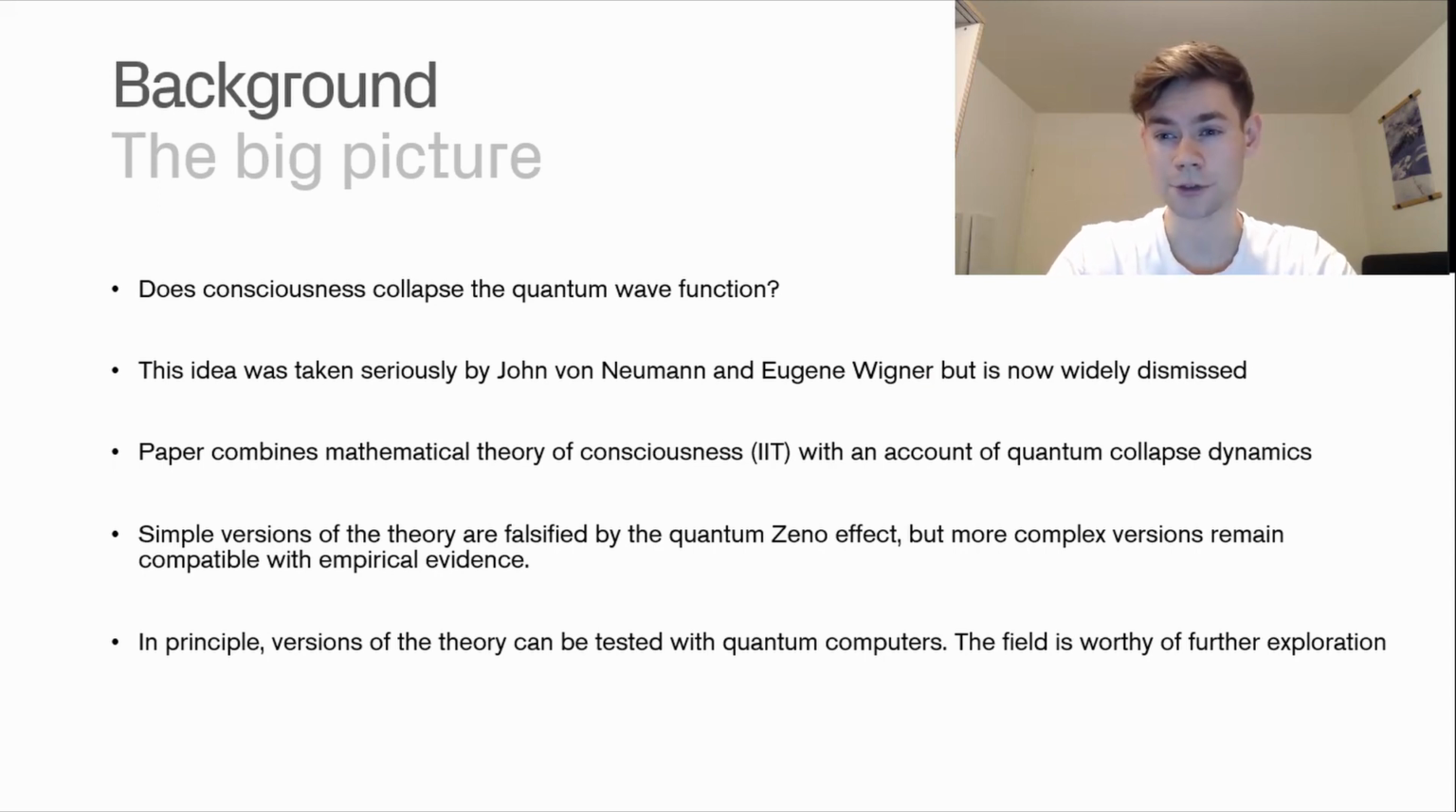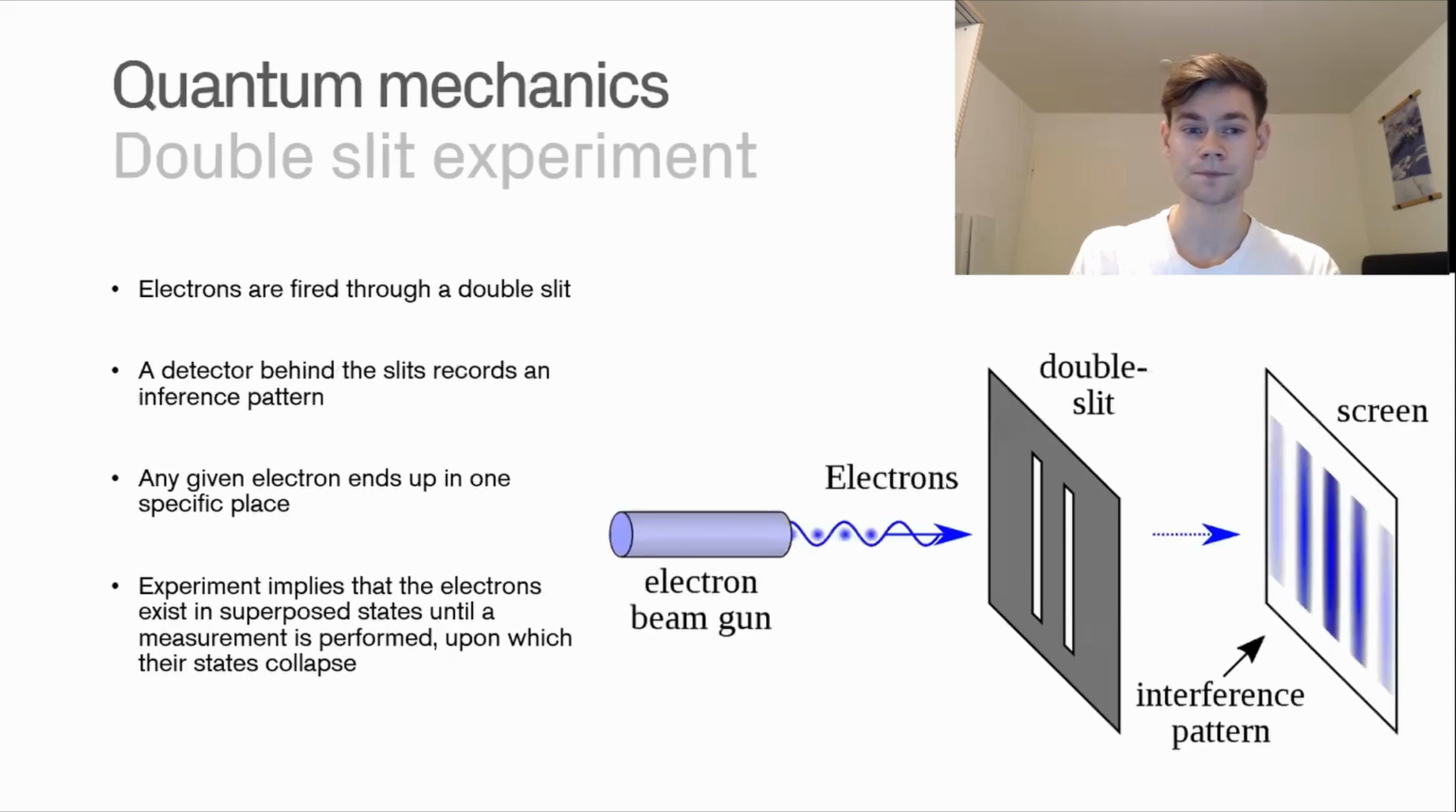So a simple version of the theory is falsified by something called the quantum Zeno effect, but more complex versions remain compatible with empirical evidence. So that is sort of the conclusion. They find both, let's say, promising results within this paper, but also setbacks and things that are challenges for this sort of methodology. And in principle, versions of the theory can be tested in quantum computers, and they find that the field is worth further exploration.